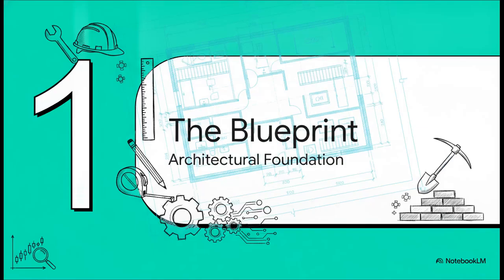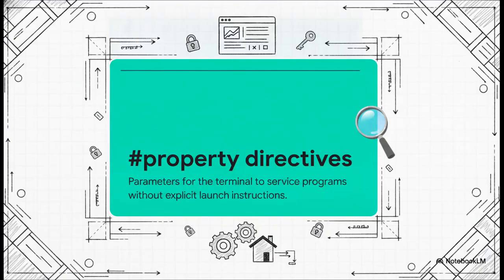Section 1. The blueprint. Setting up the architectural foundation. Before your code does any math whatsoever, the MetaTrader 5 terminal needs to know exactly what it's dealing with. Enter the hash property directives. Think of these as your zoning laws and building permits. They sit right at the top of your file, telling the terminal how to service your program, establishing the external settings and window placements way before any actual data processing happens.